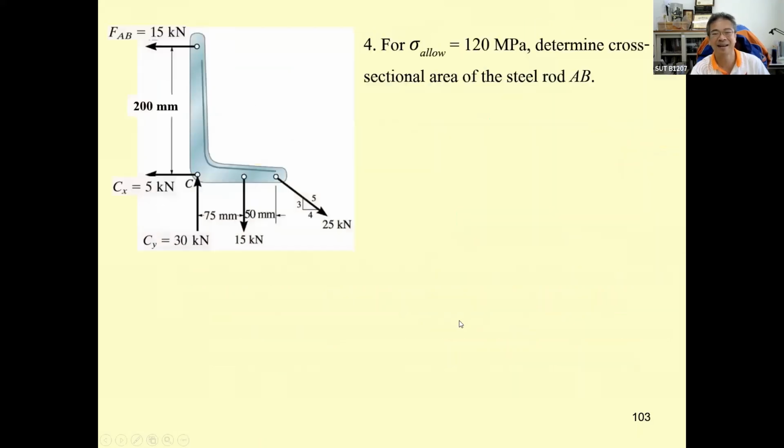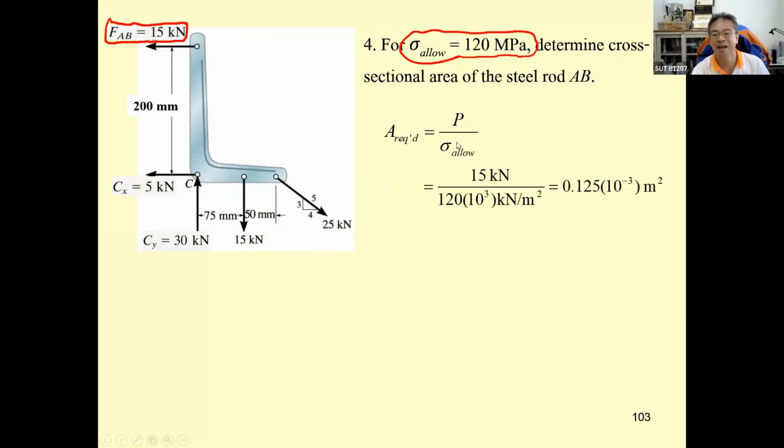Okay, and then for the rod, we have the F sub AB equal to 15 kilonewton. Again, the allowable stress is here. We're going to determine the cross-sectional area equal to this one divided by sigma allowable. It depends on you guys. I may recommend you just put this one into this unit if you prefer, and this one divided by 120 per millimeter square. So this one will be in the millimeter square if you prefer.